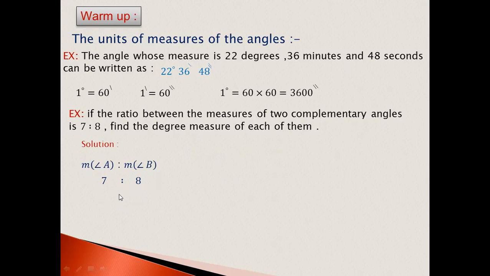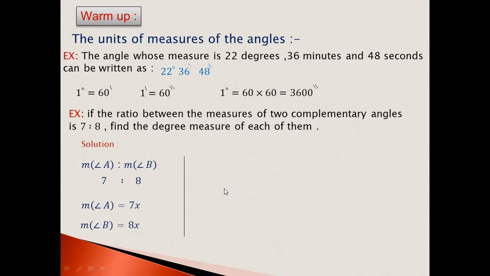But we can break this ratio if we multiply each term of the ratio by a variable, say x. That means the measure of angle A equals 7x, meaning 7 times x. And the measure of angle B equals 8x, meaning 8 times x.